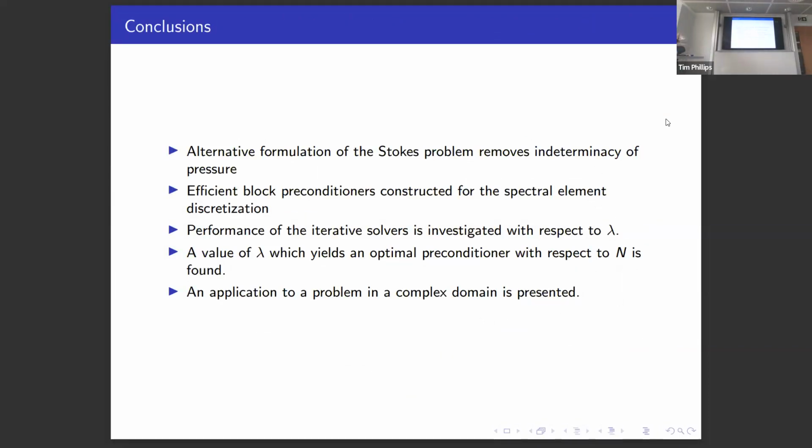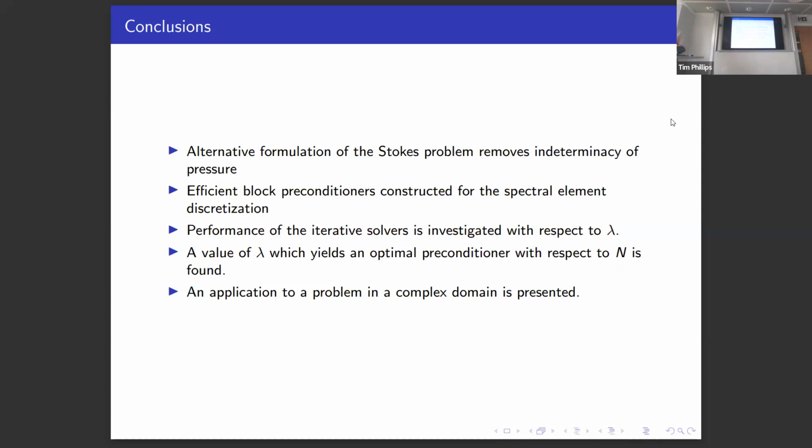And I think I'll just end with some conclusions and leave plenty of time for questions. So what I've done is to present an alternative formulation of the Stokes problem, essentially by adding a term to the right-hand side of the conservation of mass. And that has the advantage of removing the indeterminacy of pressure, but also has advantages in terms of designing robust iterative methods for solving discrete systems.